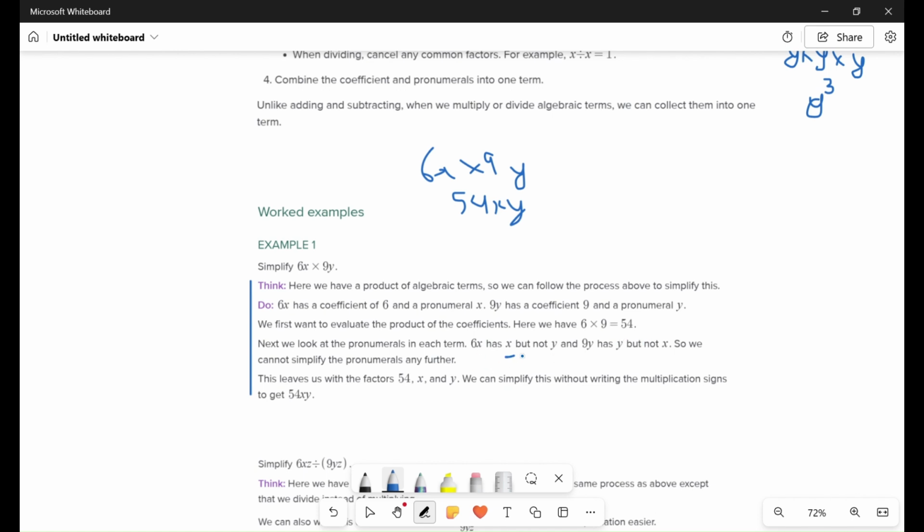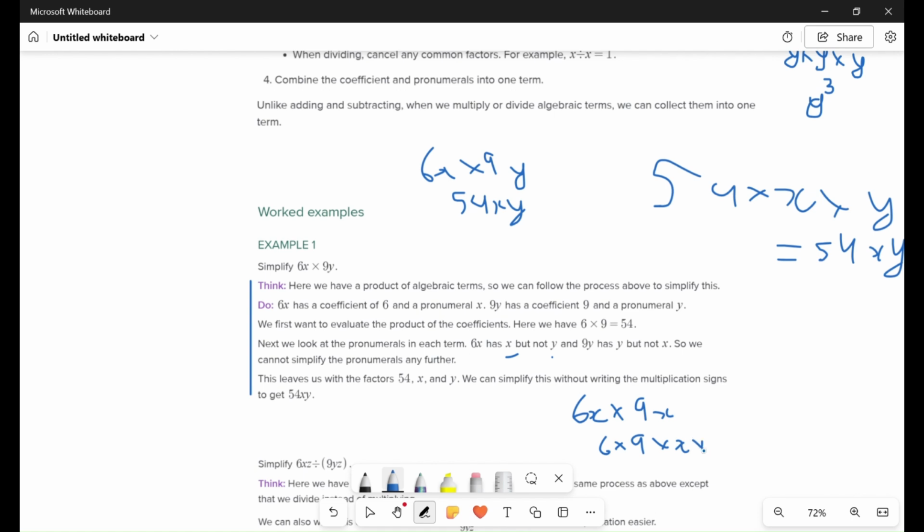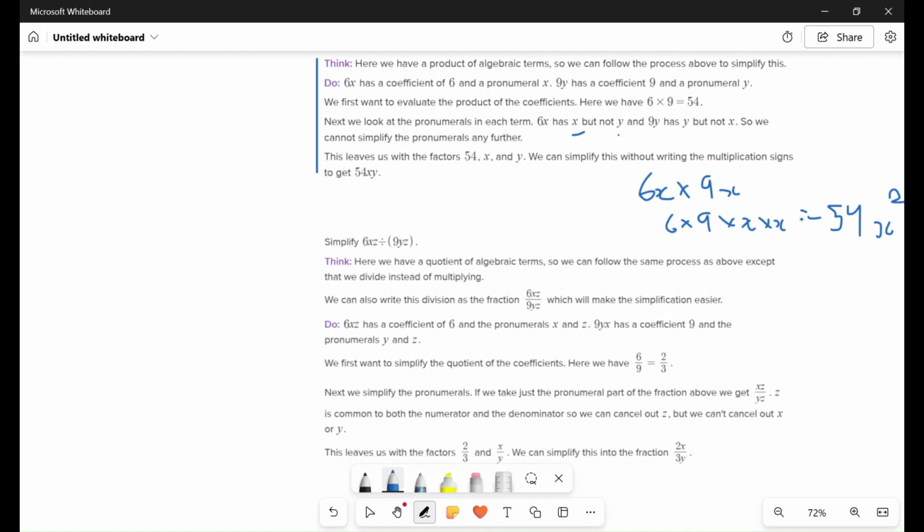Now 6x has x but not y, and 9y has y but not x, so we cannot simplify the variables any further. This leaves us with the factors 54 times x times y, which is equal to 54xy. Note, if it was something like 6x times 9x, what do we have here? 6 times 9 times x times x. 6 times 9 is 54, x times x is x squared, so we get 54x squared.